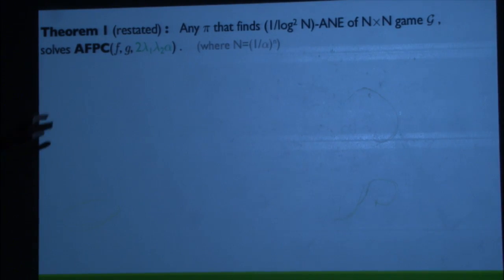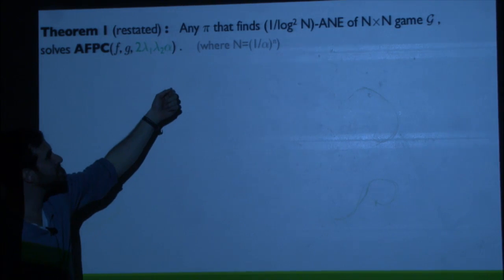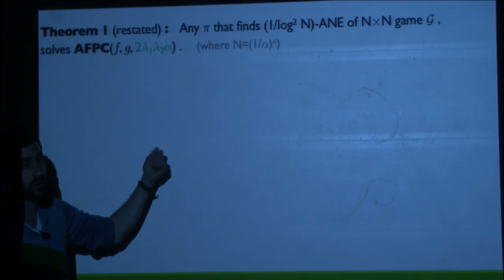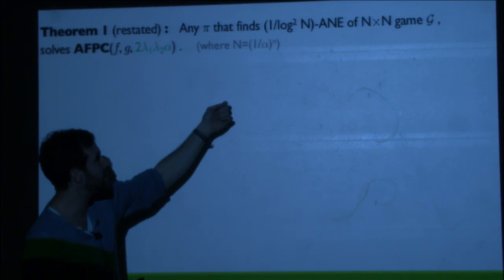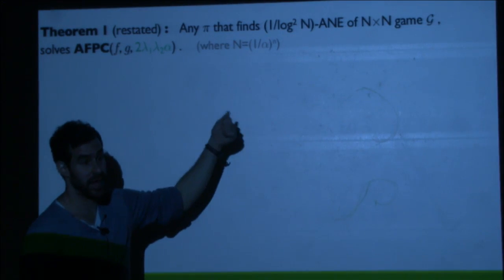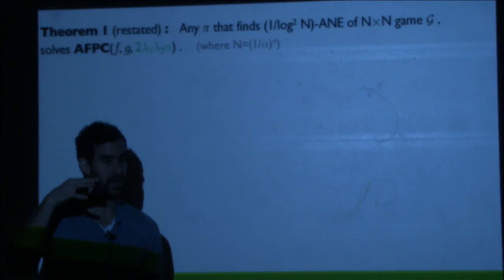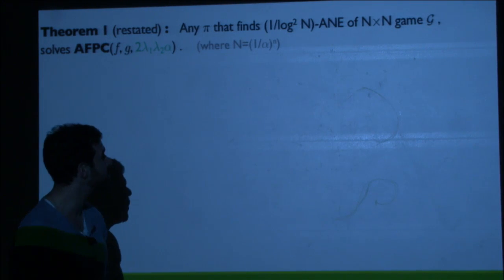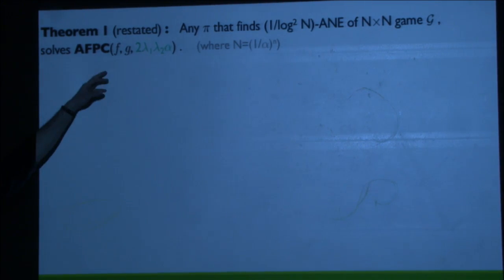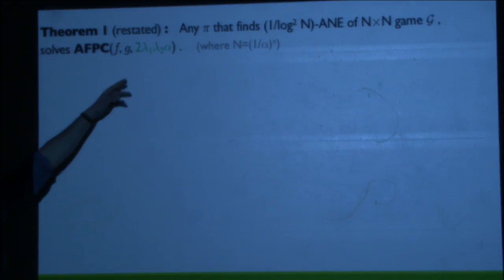Is everyone fine? So what we showed is that any 2-party protocol pi, deterministic or randomized, that finds a 1 over log n squared Nash equilibrium in a game with capital N pure strategies can solve the approximate fixed point composition problem with this precision.